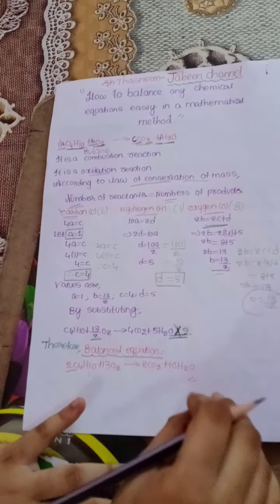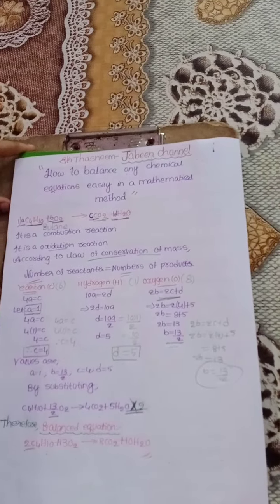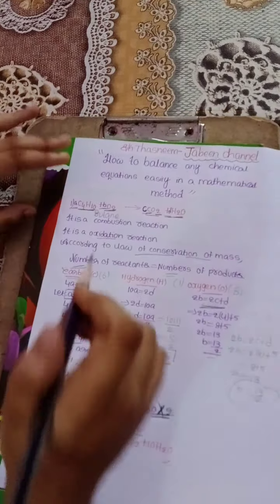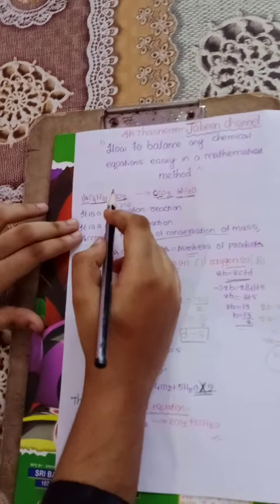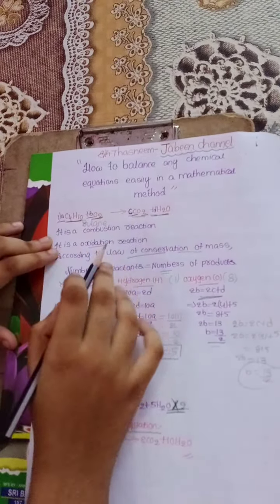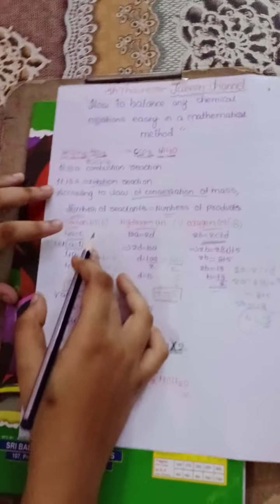So this is called the balanced equation. In this way, we can easily balance any chemical equation. Now I will explain this again briefly. Let us make the values A, B, C, D. We know the reaction is a combustion and it is an oxidation also.